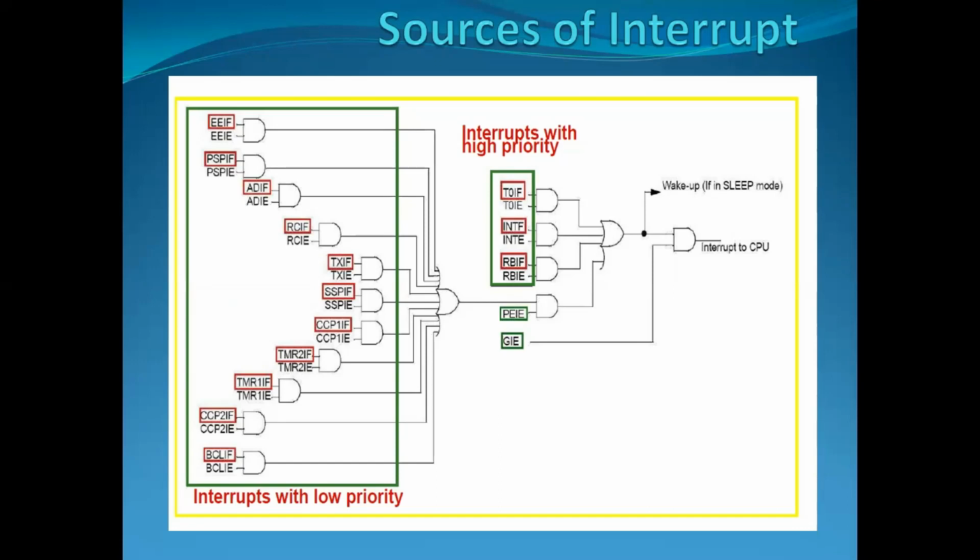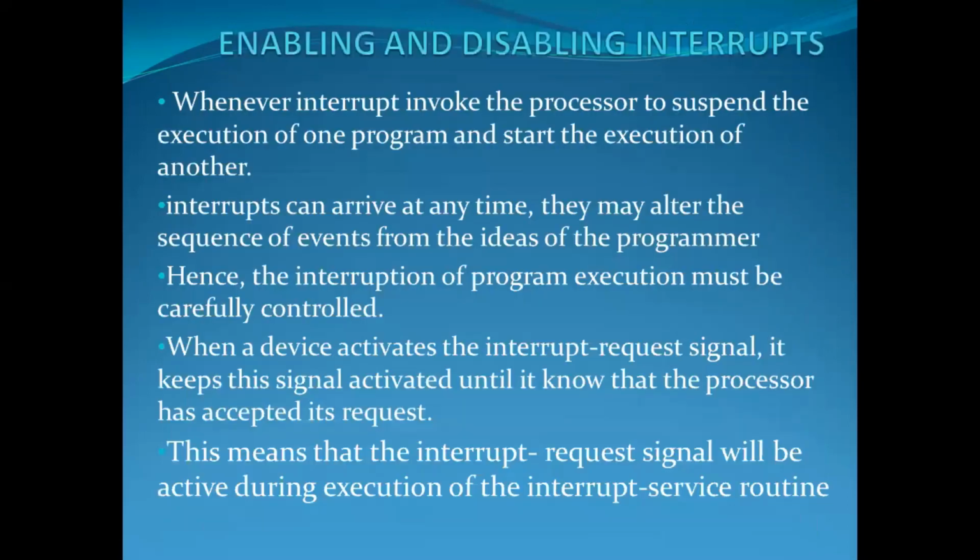So interrupt enable bits are used to enable or block the interrupts, whereas the interrupt flag shows the result of the interrupt. The next point is the enabling and disabling of the interrupt.